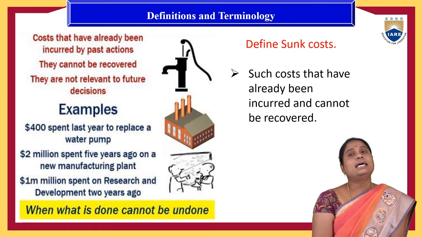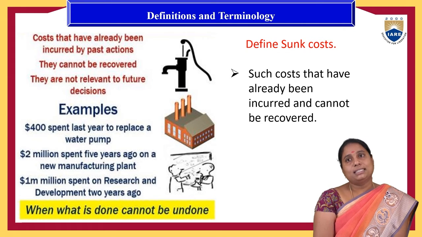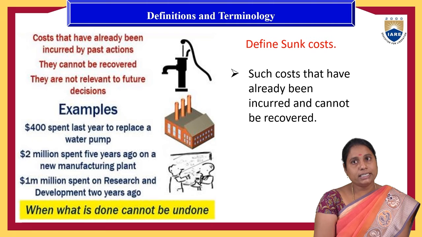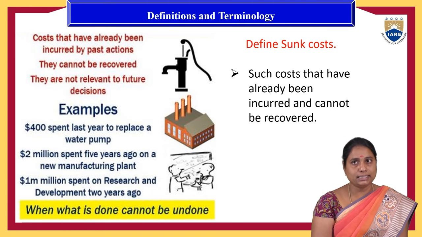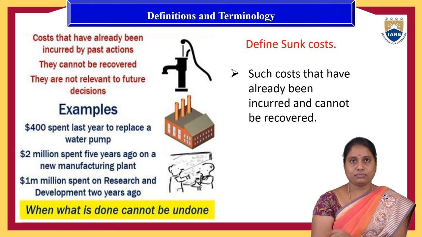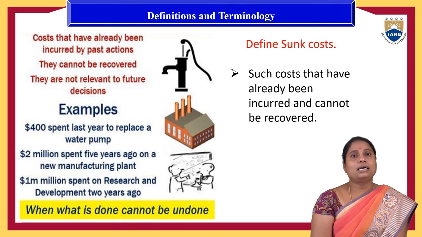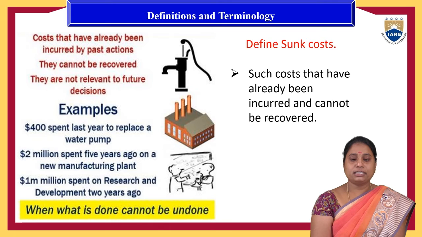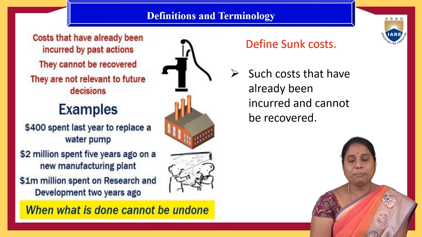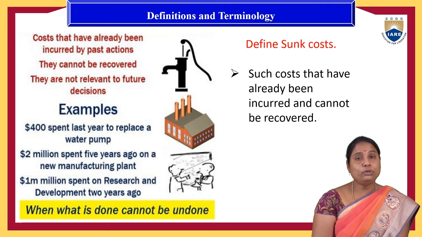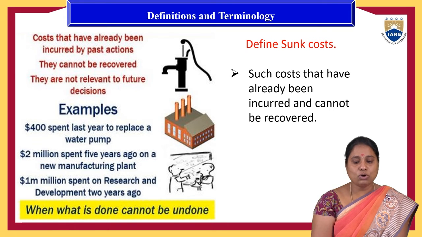Next thing is sunk cost. The cost which has already been incurred and cannot be recovered at all is called the sunk cost. For example, they have spent $400 last year to replace the water pump, $2 million spent 5 years ago on a new manufacturing plant, and $1 million spent on research and development 2 years ago.